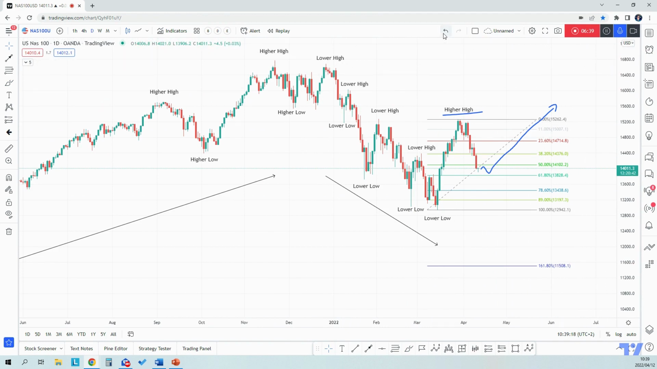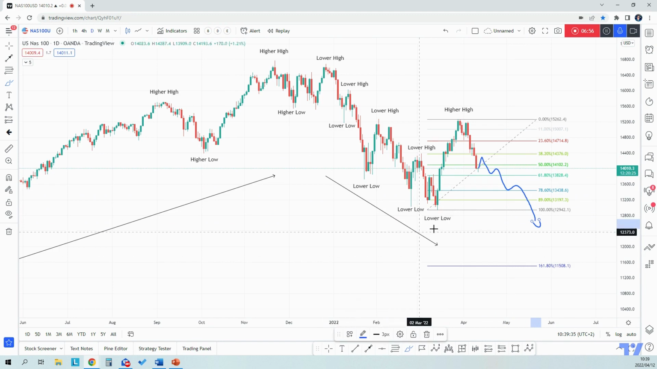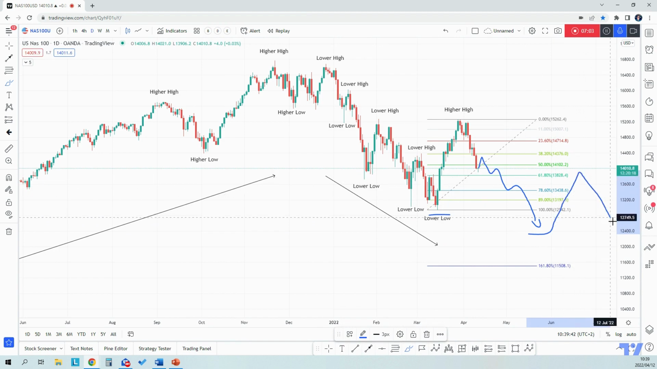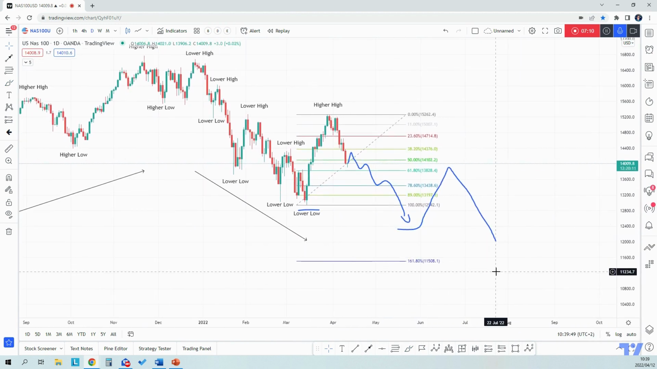If, however, what we see is a further move to the downside, even though there might be a smaller push back up and a push down, maybe a little bit of price movement like this, and we see a break to the downside of this lower low, and we get another lower low over here before it turns, it's very possible that we're going to see a bigger move to the downside.